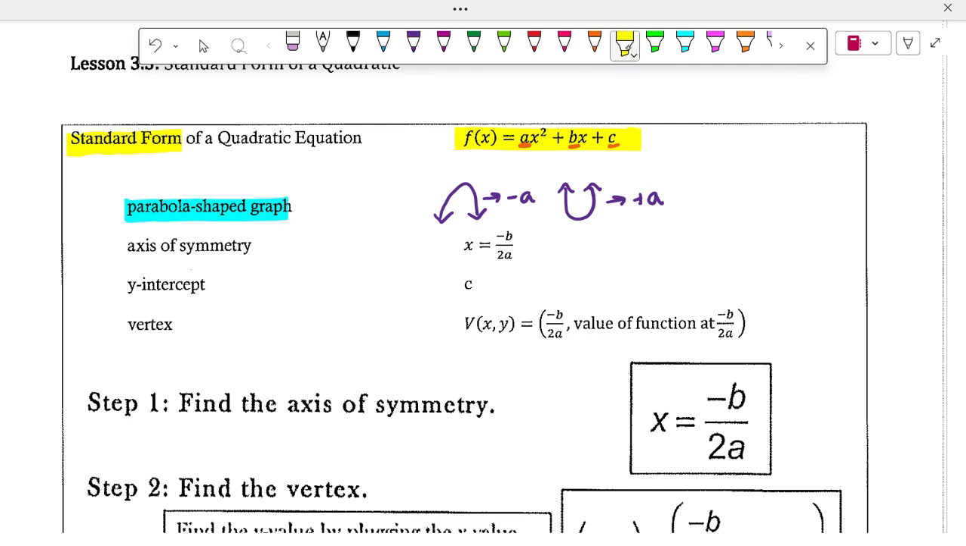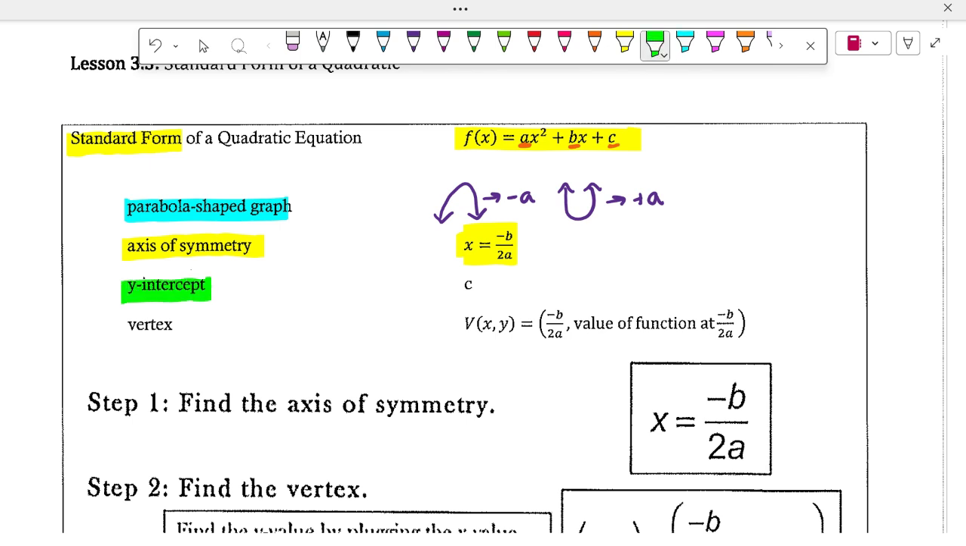Now, axis of symmetry. We can actually find the axis of symmetry without looking at the graph or a table. The axis of symmetry is given by this formula, x equals negative b over 2a. So if we take the opposite of the b value and divide it by twice the a value, that would give us our axis of symmetry.